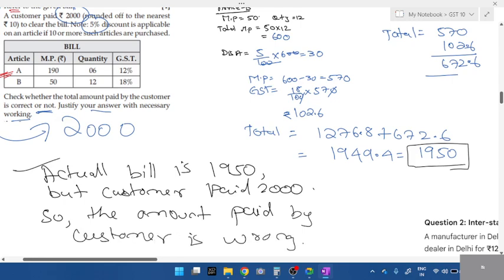If they ask what is the extra amount paid or the less amount paid, what would be the answer, students? 2000 minus 1950 is rupees 50. So the customer has paid rupees 50 extra.